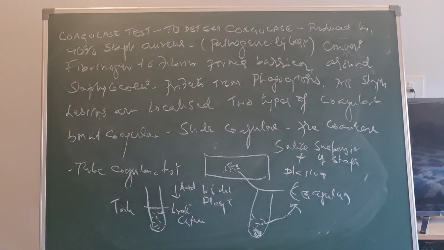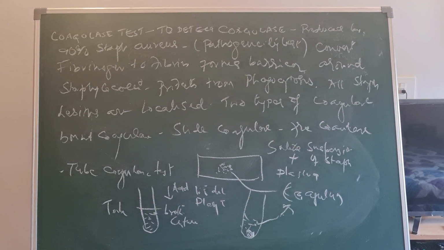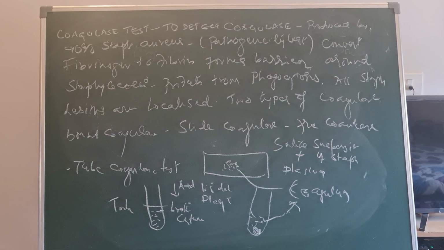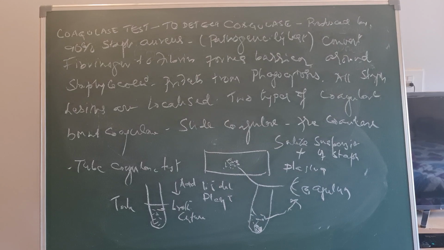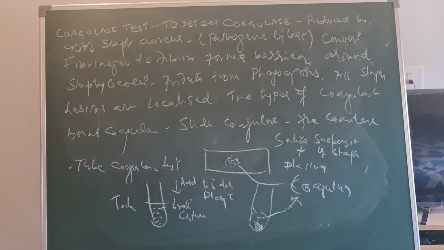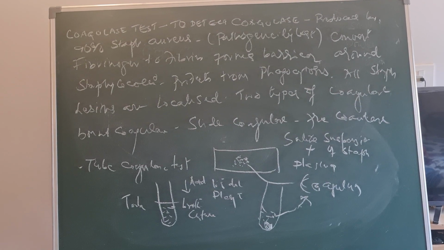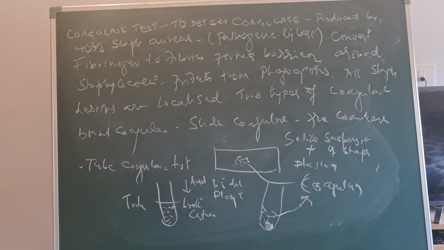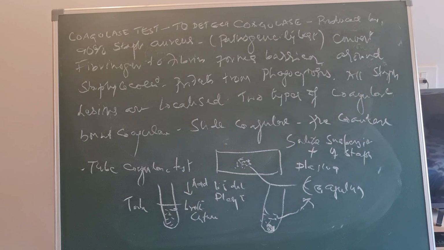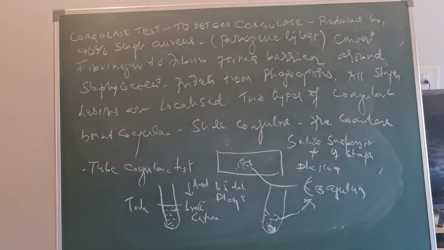So, there are two types of coagulase. Free coagulase is released into circulation and requires the help of CRF, the coagulase reactivating factor. So once again, I'll repeat. Coagulase enzyme produced by staphylococci converts fibrinogen into fibrin, forming a barrier around the organism to protect it from phagocytosis. Unlike streptococci, staphylococcal lesions are localized. Two types of coagulase, bound coagulase and free coagulase. Bound coagulase is tested by the slide coagulase. Free coagulase is tested by the tube coagulase.